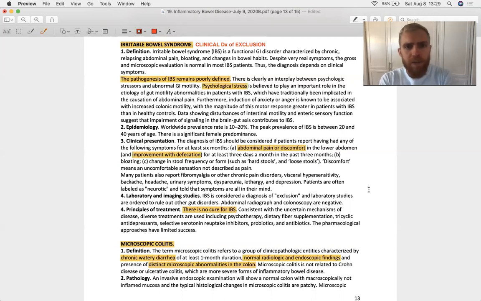So IBS is heavily related to psychological stress and anxiety, and anxiolytics are part of the treatment of IBS if the patient wants to go on them. We're also going to treat it with fiber, antidepressants possibly, probiotics, antibiotics. We can throw those at them, it's worth a shot. And then serotonin agonists and antagonists are used depending on the subtype.